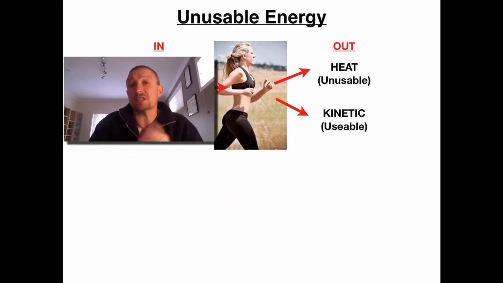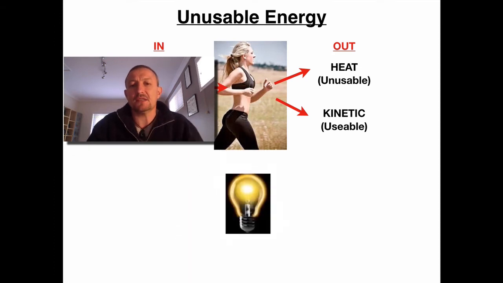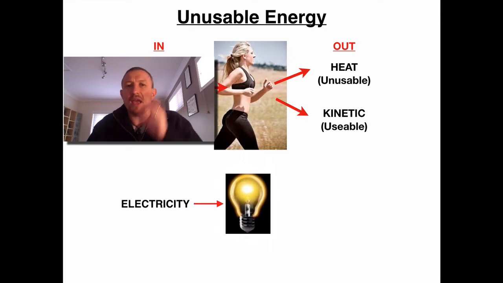So let's look at a very simple machine. Here's a simple machine. It's a light bulb. Okay, light bulb designed by Thomas Edison. Basically, you've got a filament and you've got electricity flowing through. So our in energy is going to be electricity. What do we want a light bulb to do? We want it to generate light. Great, but we're going to be paying for the electricity to generate that light.